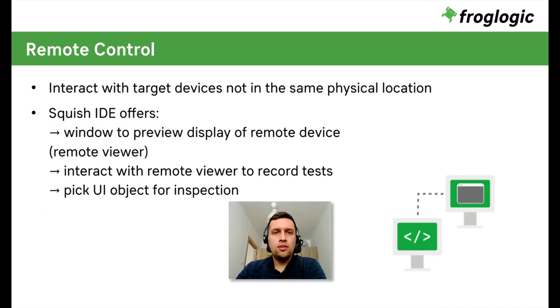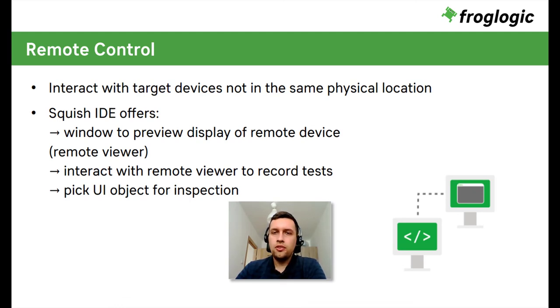What to do if the target device is not in the same physical location? How to record a test case on such a device or pick up an object using the picker tool? There is a solution for these common challenges in remote device testing. Squish 6.6 offers a remote control feature. So when working with a remote application under test, Squish allows you to stream the display of the remote device locally on your machine in real time.